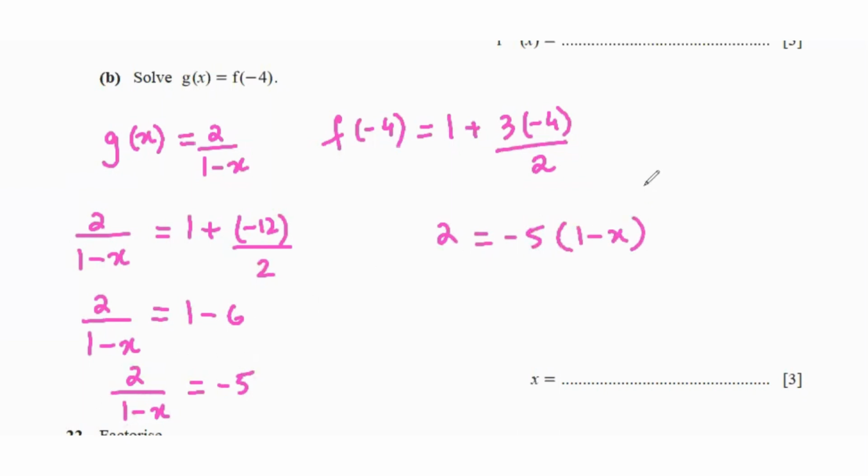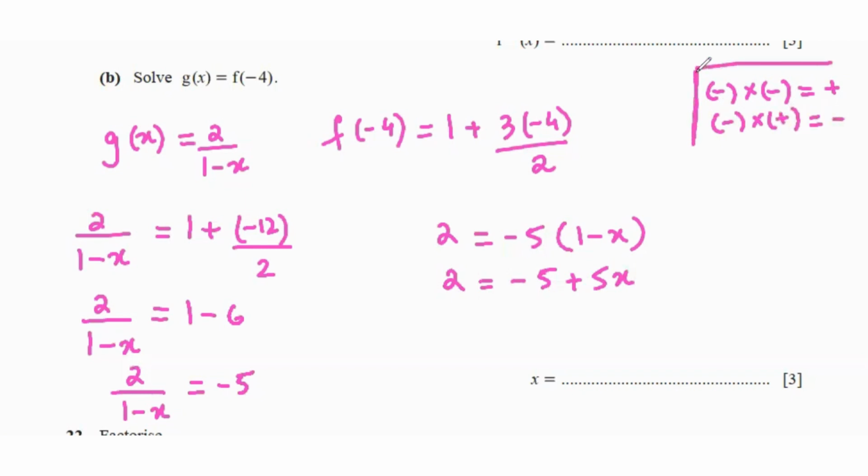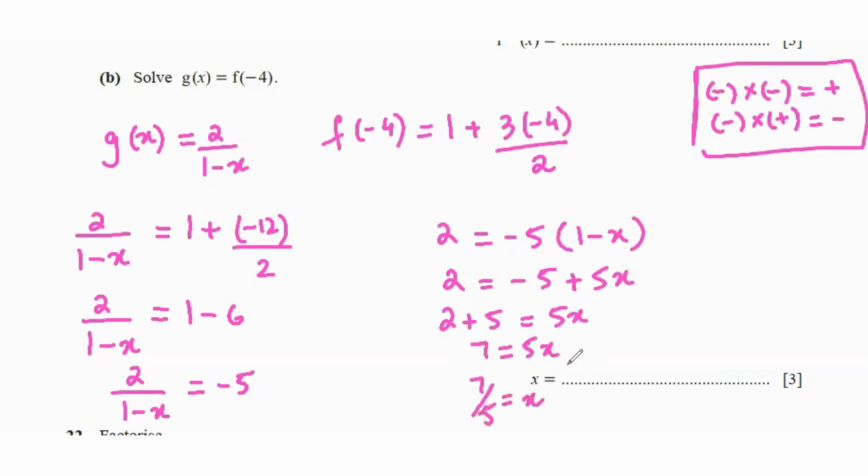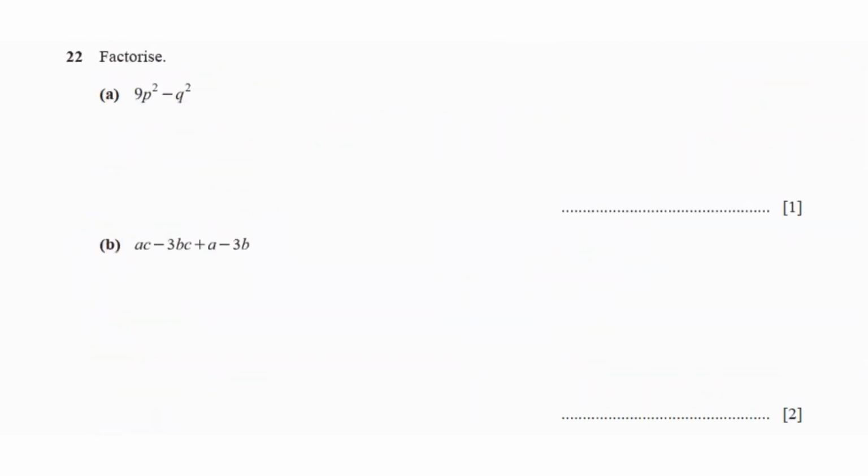So 2 equals negative 5 times 1 minus x. Once again, cross multiply to get rid of the fraction. That's 2 equals negative 5 plus 5x. When you multiply a negative integer by a negative integer, the answer is going to be positive. And negative times positive is always going to be negative. That is your key for multiplying integers. So now we collect like terms on each side, bring the negative 5 to the left hand side, and it becomes positive. So 7 equals 5x, and 7 over 5 is your value of x. That is the answer.